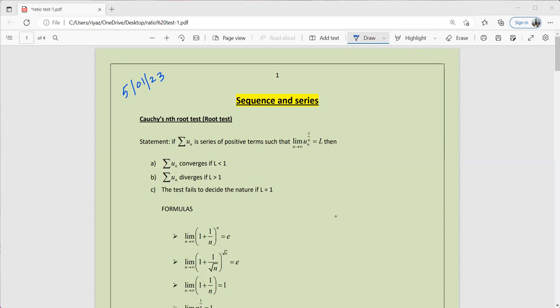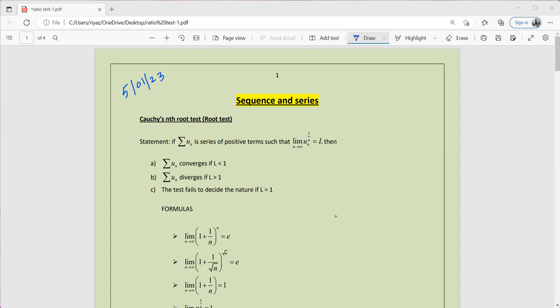This is the statement. If summation un is a series of positive terms, such that limit n tends to infinity un to the power of 1 by n is equal to L, then we say that the series converges if the value of L is less than 1. It diverges if the value of L is greater than 1. Then we are unable to decide the nature of the series when L is equal to 1.